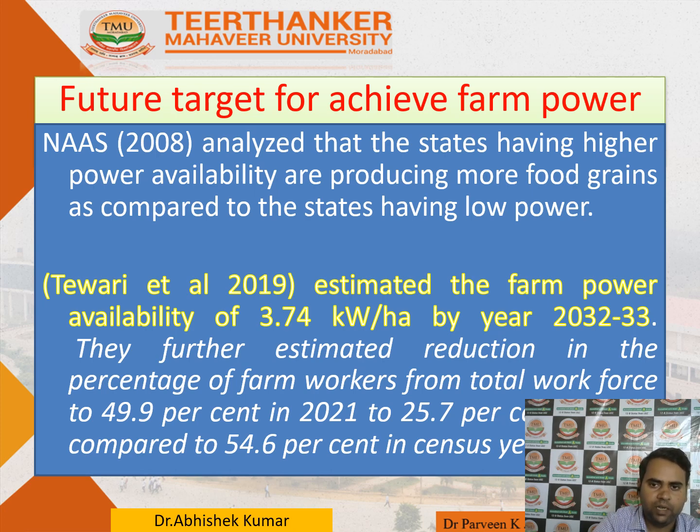Tiwari et al. 2019 estimated the farm power availability of 3.74 kilowatt per hectare for the year 2032-33. They further estimate the reduction in the percentage of farm workers from the total farm force to 50% in 2021, and after that to 25.7%, as compared to the 54.6% in the census of 2011.